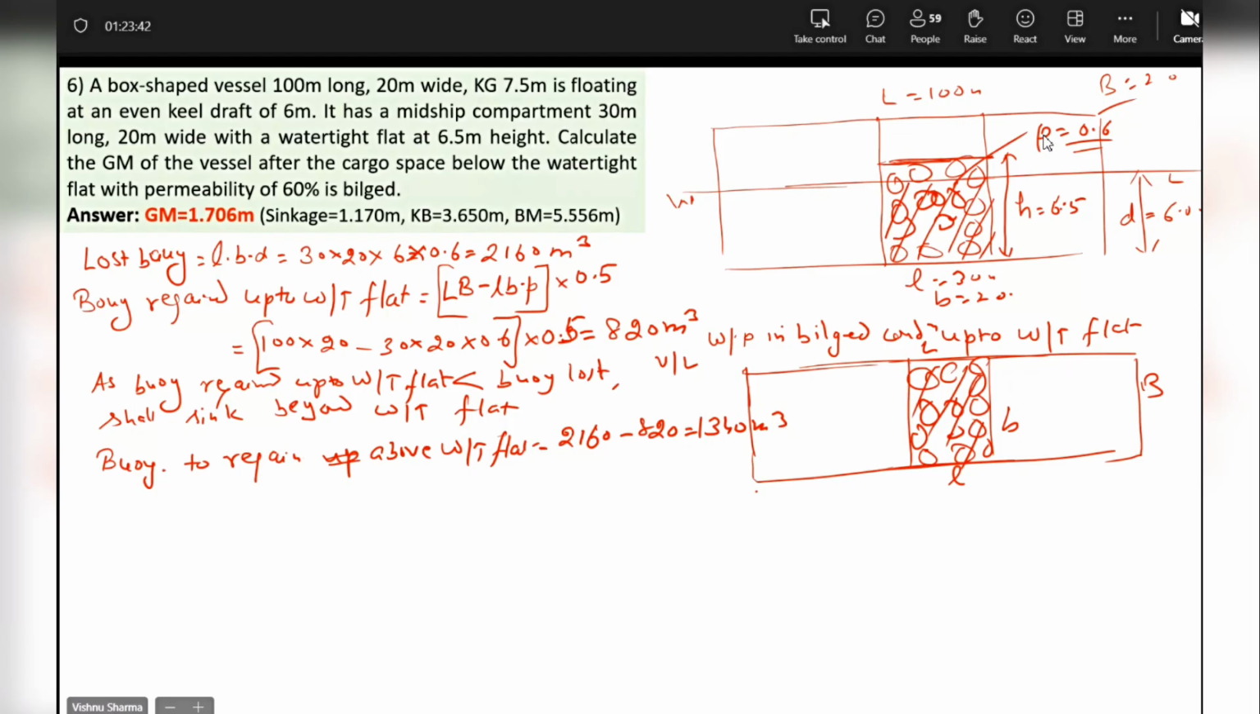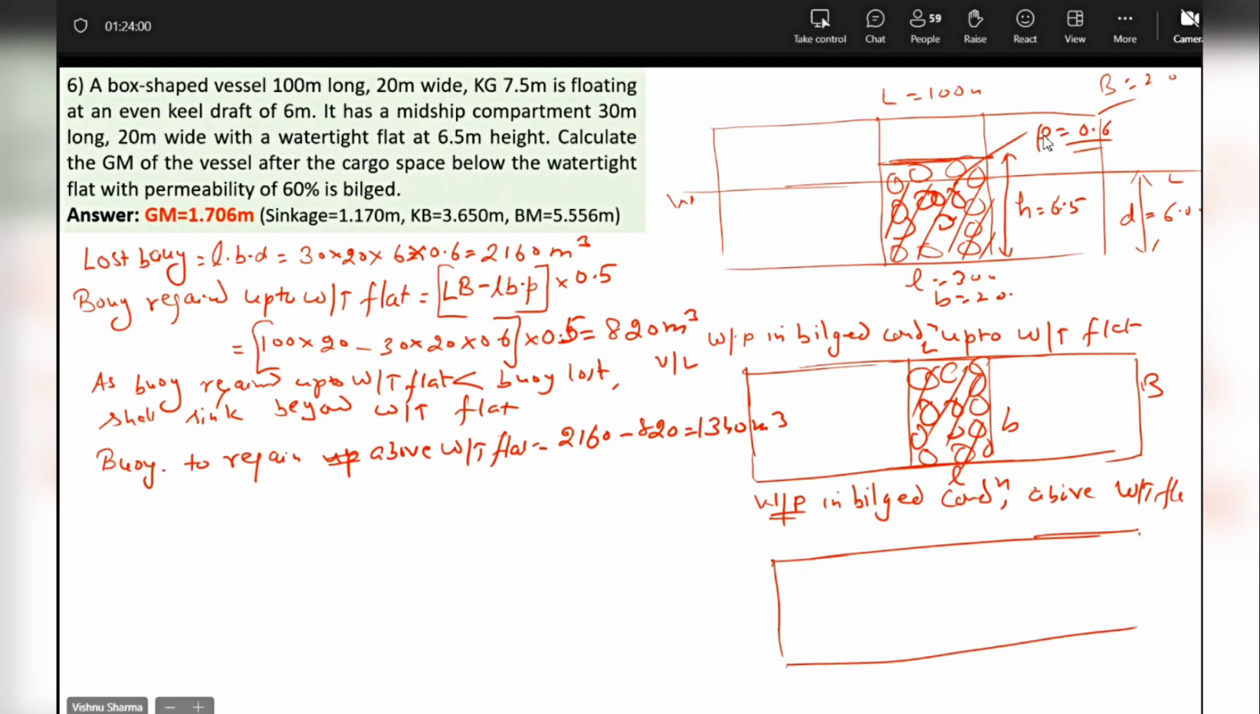Now you will come here. Water plane in bilged condition above the watertight flat. And now this will be fully intact. Length 100 meters, breadth 20 meters. You'll see the bulkheads, but you'll not see any seawater out here.